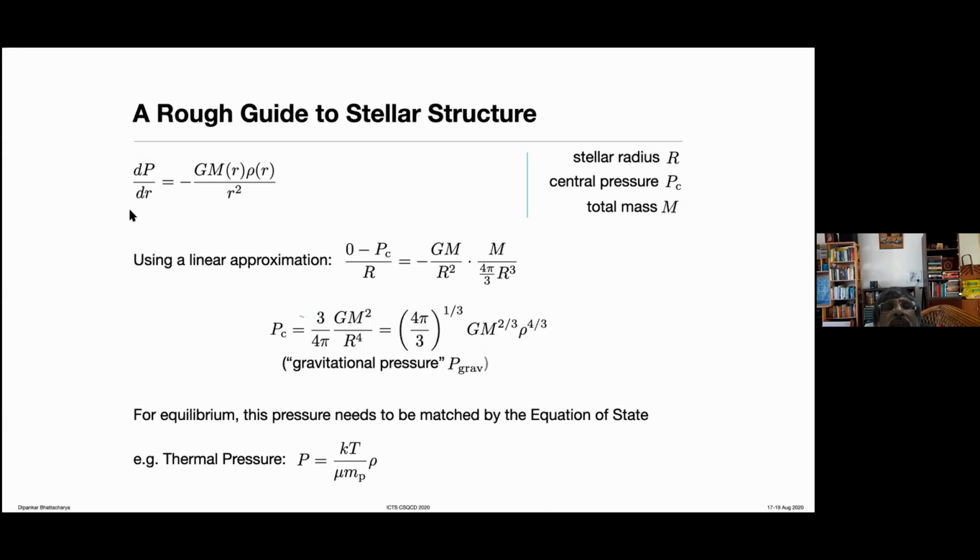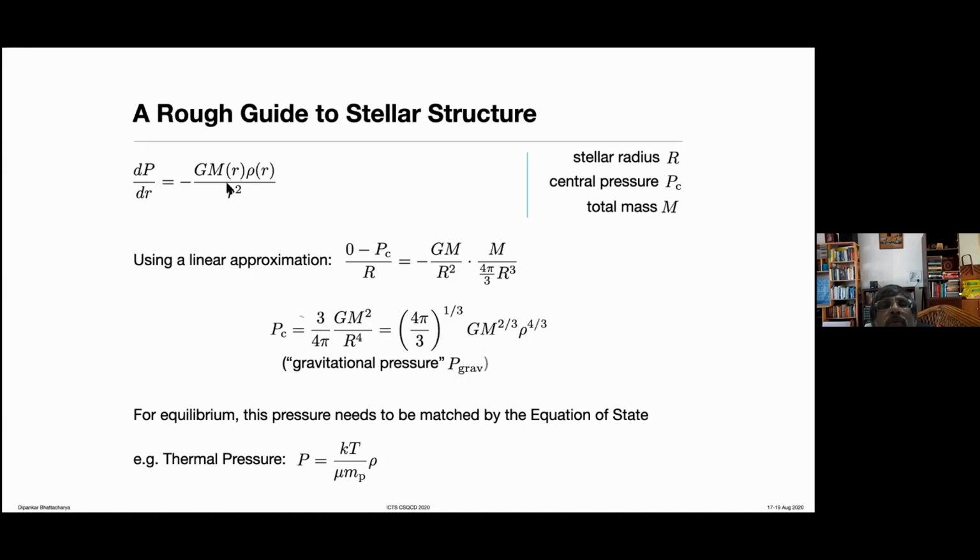So for this dP/dr, I'm going to make a linear approximation from the center to the surface. So at the surface, the pressure is 0. And at the center, the pressure is, let's say, P_C, which denotes the central pressure. So you have (0 minus P_C) divided by R. That is dP/dr. On the right-hand side, you have minus G M by r squared.